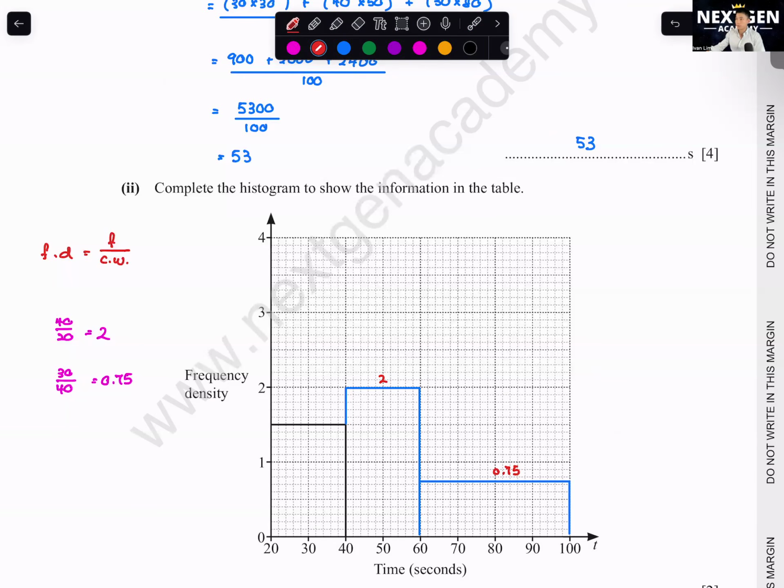Okay, I see some of your papers. I should look at some of your papers. Some make careless mistakes, so you need to draw it accurately. This one is not roughly. 0.75 will be in between 7 and 8.